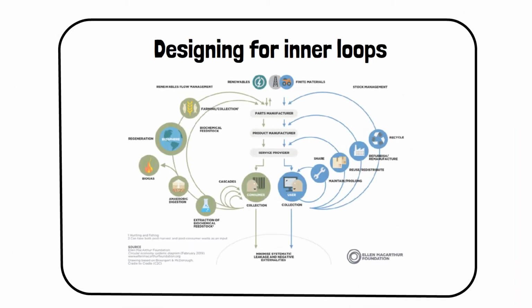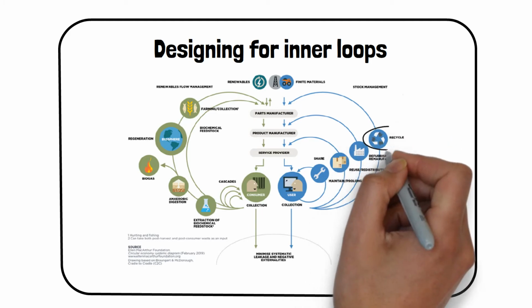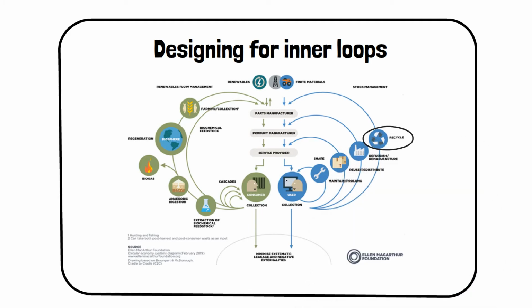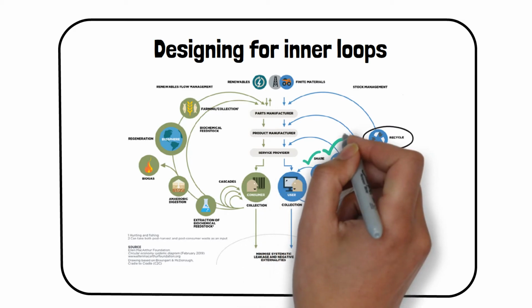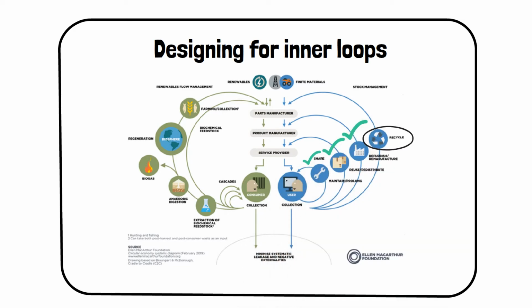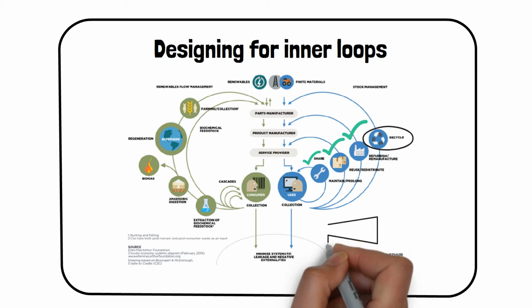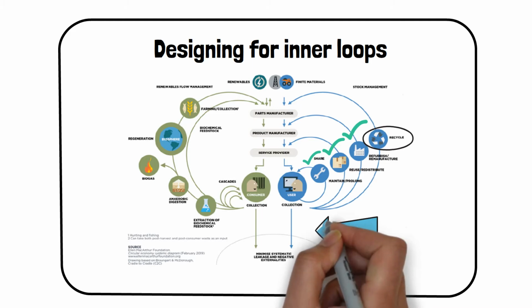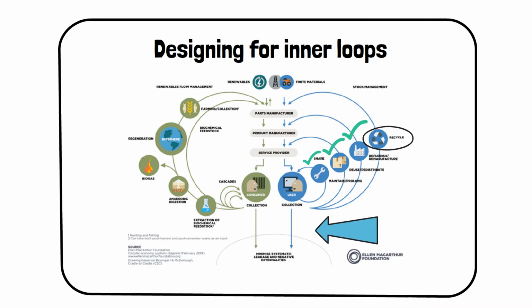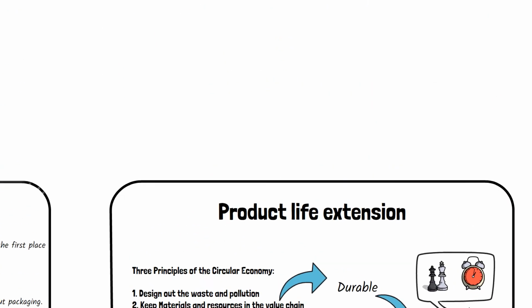Design for inner loops. If we look at the butterfly diagram of the circular economy, the outer loop of the technical materials is recycling, whereas the inner loops are sharing, reuse, remanufacturing, and refurbishment. The rule of thumb says the closer the loop is to the center of the diagram, the more valuable is the approach. So, the product is recommended to be designed for inner loops. More detail about the butterfly diagram is in the description below.